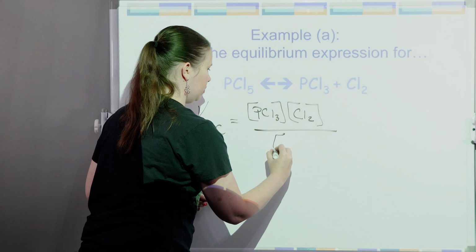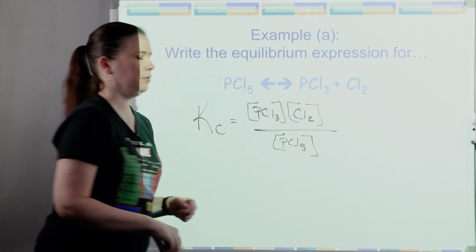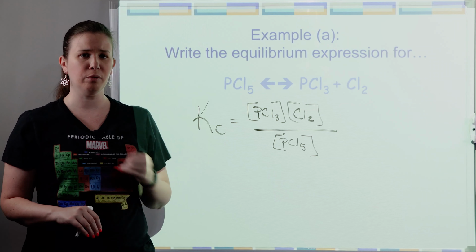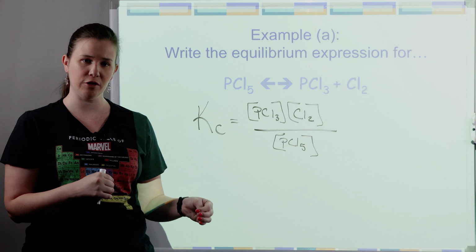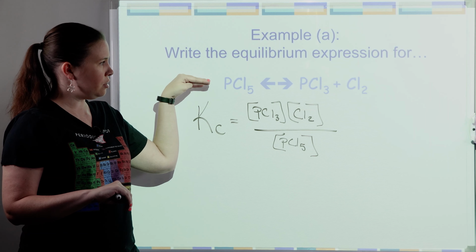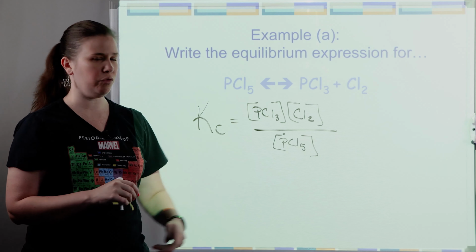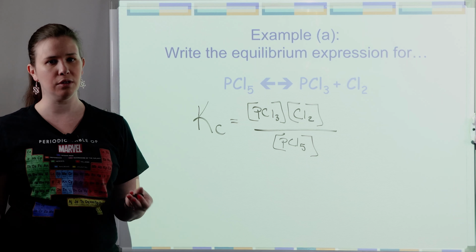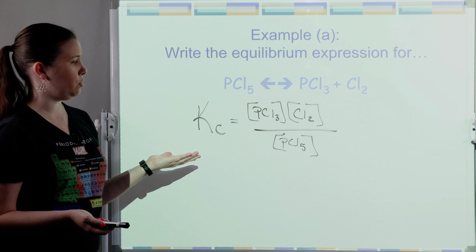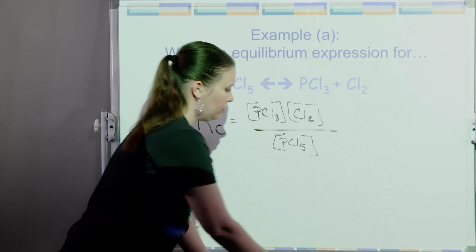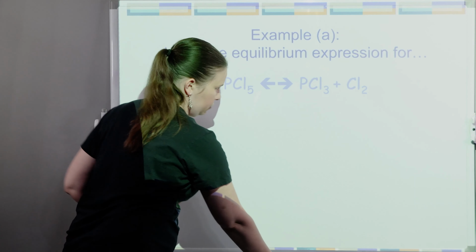Now I want to put my reactant on the bottom. PCl5. Once I have products on top, reactants on bottom, I want to put the exponents in, which will be the coefficients of each substance. Since this equation is balanced with one coefficient for everything, one would be my coefficient for every single substance, and you don't write the one, any more than you would write the one for a coefficient. So this is my equilibrium expression for this example, simply putting products over reactants.